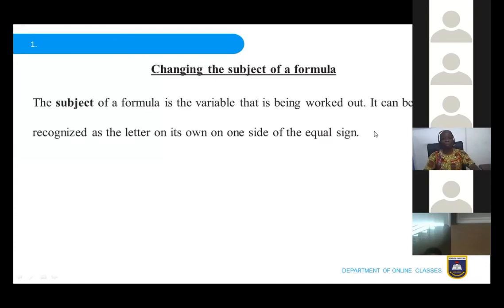The subject of a formula is the variable that is being worked out. A variable you are solving for. It can be recognized as the letter on its own on one side of the equal sign. So anytime you are making a variable stand alone on any side of the equation, we say that you are making that variable the subject. In that case, the variable will be standing alone. There wouldn't be any letter attached to it.